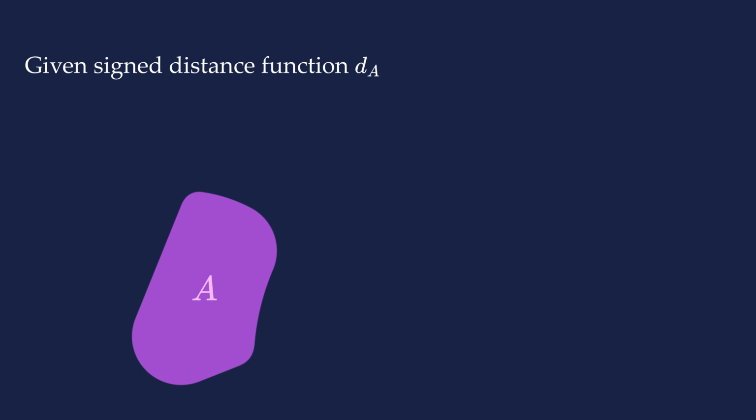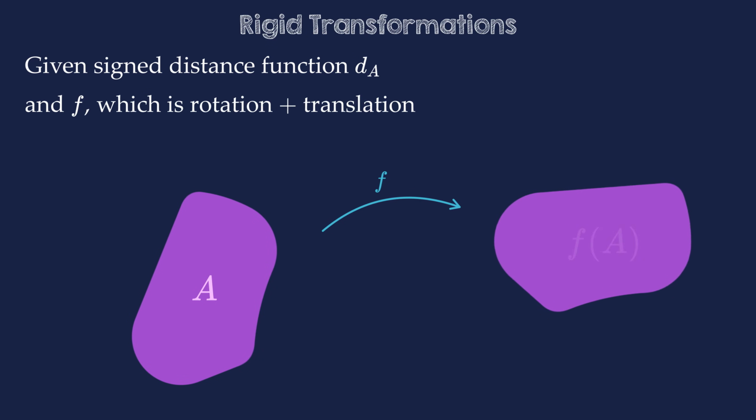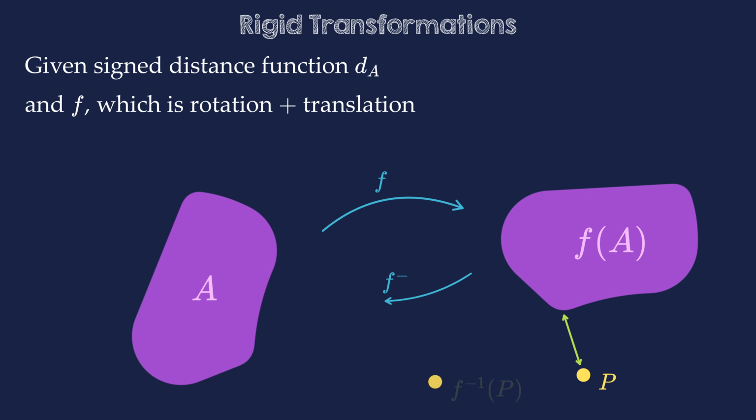Take this set here and assume we know its signed distance function d. Then we apply a rigid transformation to it, which is a combination of a translation and rotation. That means that the shape itself doesn't change, just its position and orientation. If we then take this point here, for example, and try to find its distance to the object, we can move everything back to the original position, i.e. we apply the inverse of f.